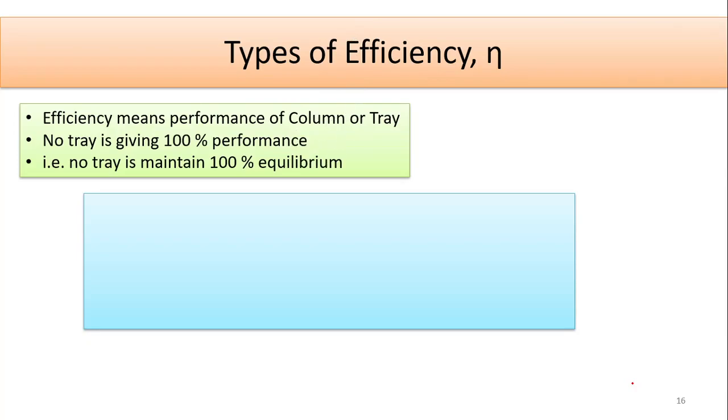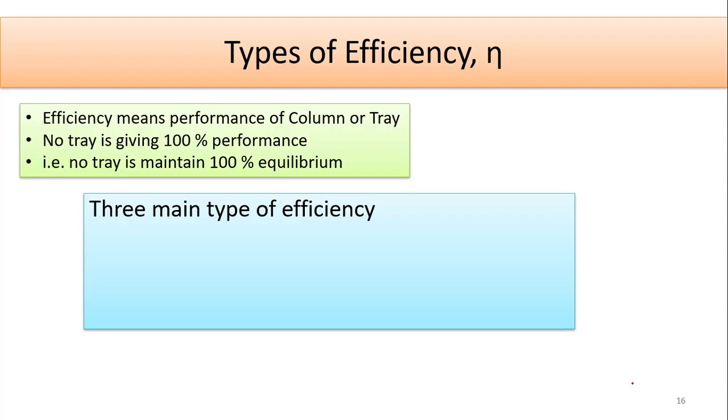So it means that no tray is maintained at 100% equilibrium. That's why we have to find out the efficiency, how much is the performance of that particular tray. It can be 40%, 50%, or 60%. Means we are expecting that it is giving 100%, but actually it is giving 60%, 40%, 30%, and so on. So how to find that out? We can go for the concept of efficiency.